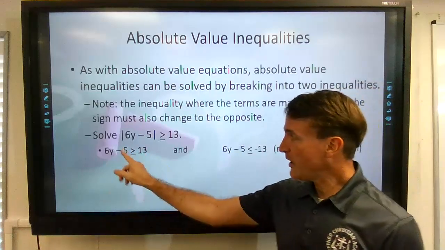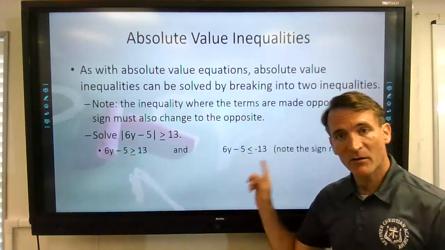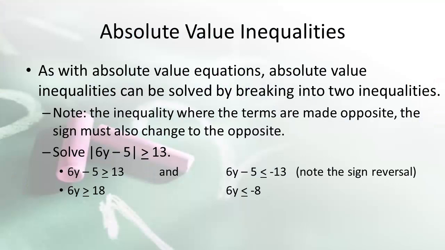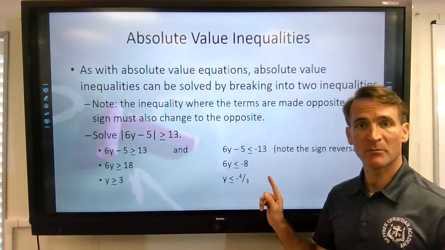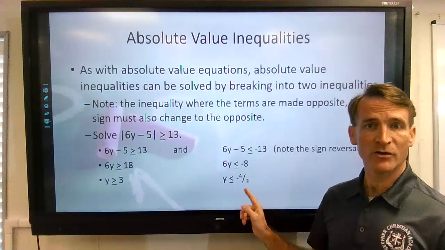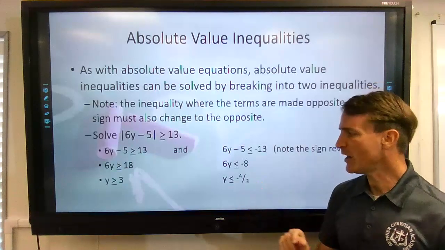Now over here, I'm going to add 5 to both sides. On this one here, I'm going to add 5 to both sides. Then I'm going to divide both of these by 6. So y is greater than or equal to 3. And over here, I get y is less than or equal to a negative 8/6, which reduces down to negative 4/3. I do want you to reduce your fractions, although you don't have to make them mixed numbers. You may leave them. In fact, I encourage you to leave them as improper fractions.